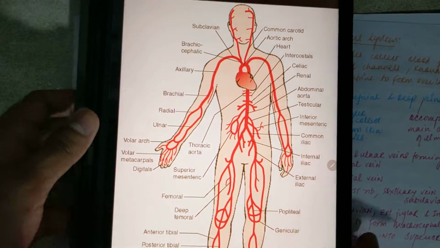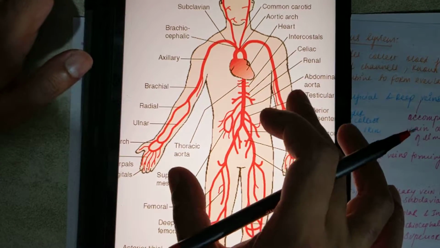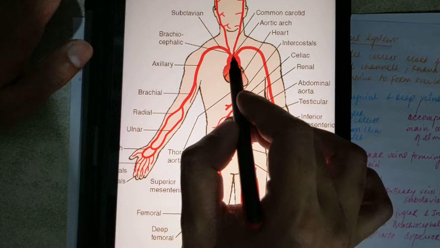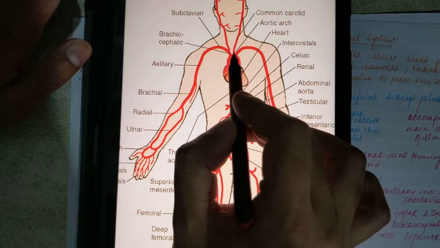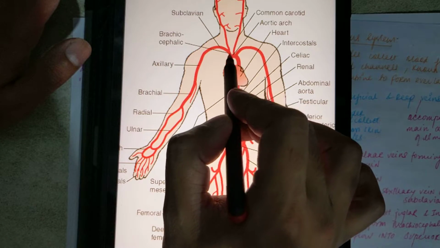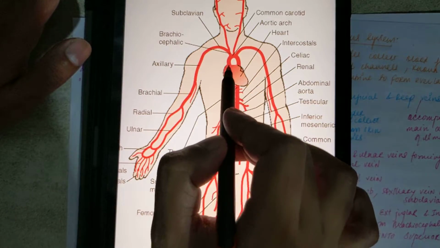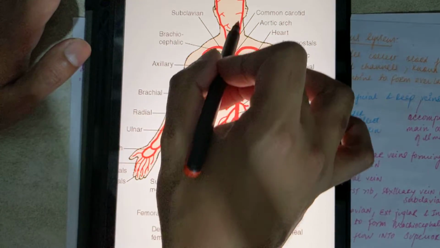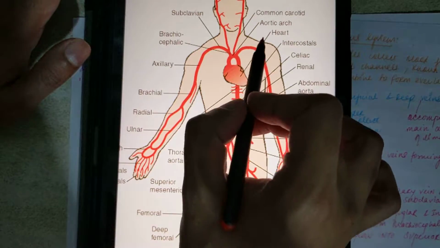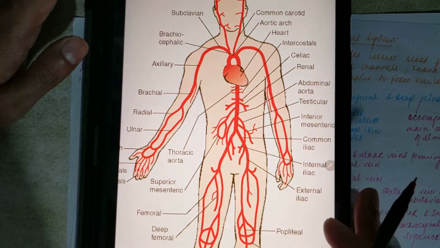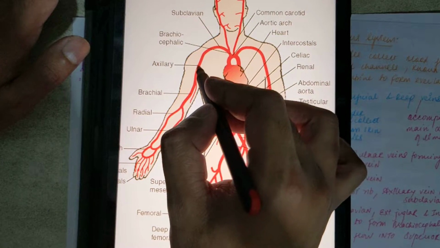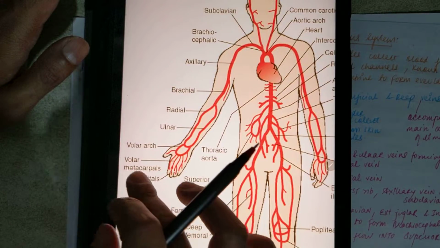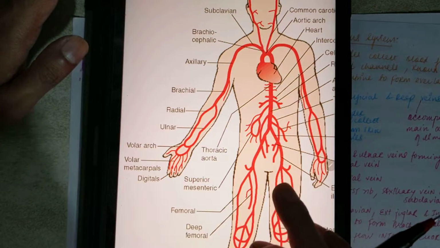Okay, you can see this is the diagram. In this diagram you can see the aorta, the aortic arch, and further this artery has different branches. Upward you can see the brachiocephalic on the right side, the subclavian, and here you can see the common carotid and the subclavian, right and left. Further, the subclavian continues into axillary, axillary to brachial, brachial to radial and ulnar, and then digital and metacarpal arteries.